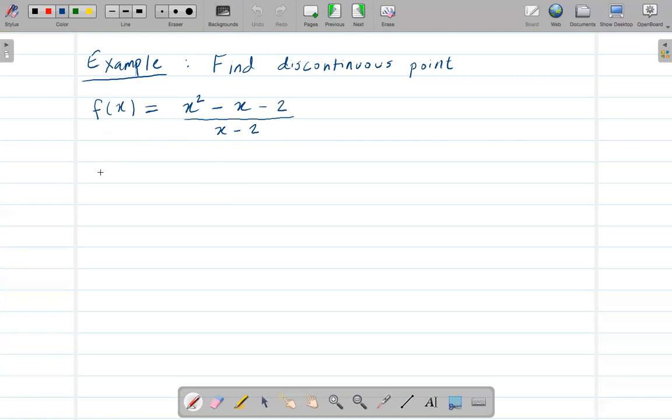Now, if I say f of 2, we can directly see that. If x is 2, then on the numerator you will get something: 2 squared is 4, minus 2 is 2. But it doesn't matter what we have in the numerator, because in the denominator we're getting 0. As long as you get 0 on the denominator, that means this function is undefined.